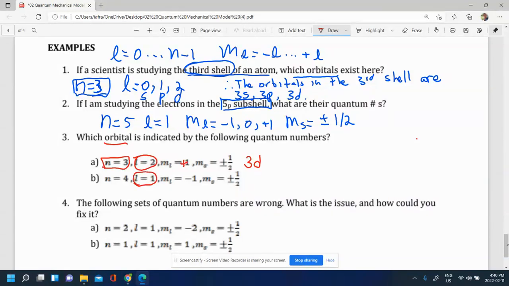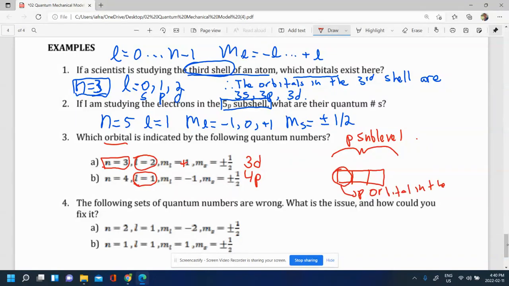L is equal to 1. That means I'm in a P sublevel orbital. And specifically, I'm in a P orbital from the 4th energy level. Just to be clear, this entire case here is the P sublevel, and an individual one is a P orbital in the P sublevel.